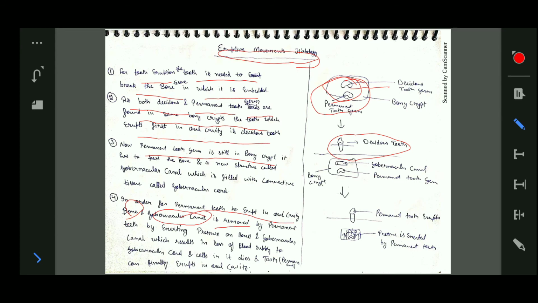The permanent tooth exerts pressure on the bone and the gubernacular canal, which results in the loss of blood supply of the gubernacular cord, and the cells present in it die, and the tooth can finally erupt in the oral cavity. As you can see in this diagram, this is our tooth germ which exerts pressure on the gubernacular canal, and the permanent tooth erupts in the oral cavity.